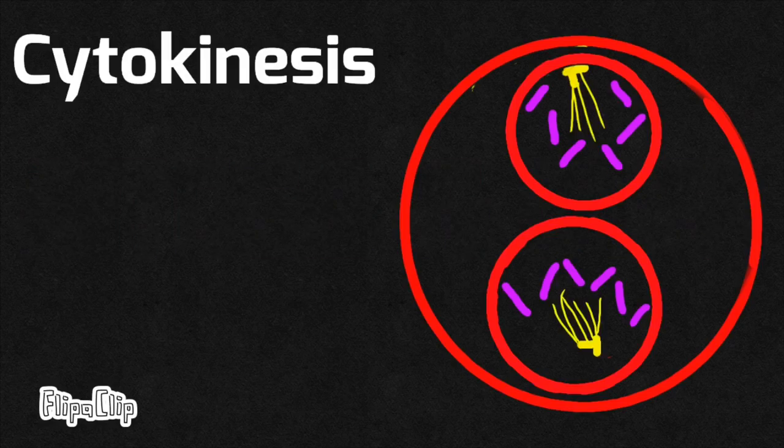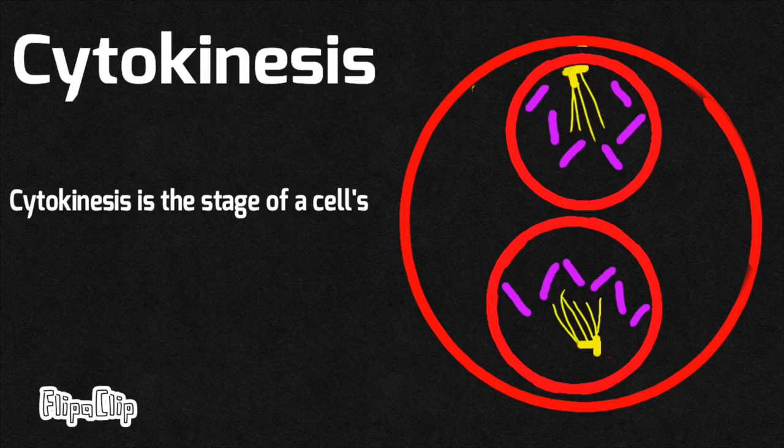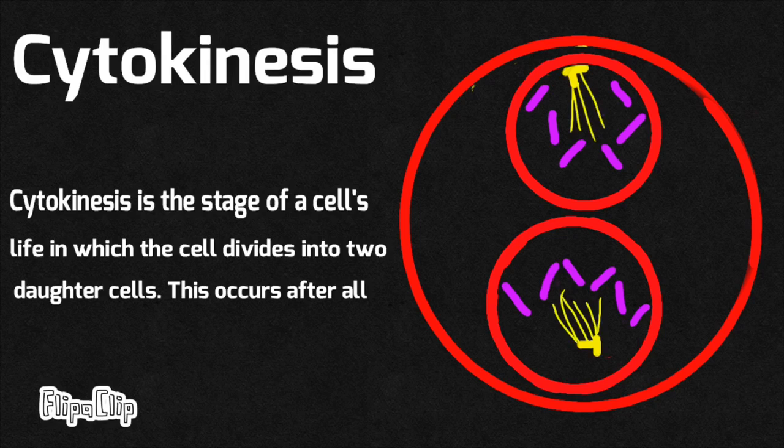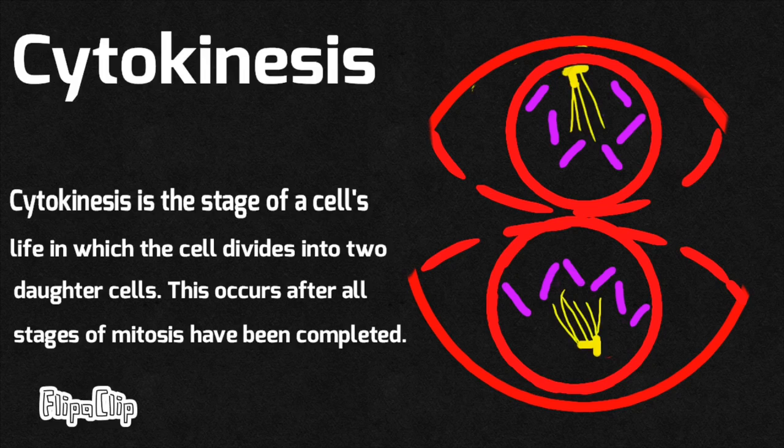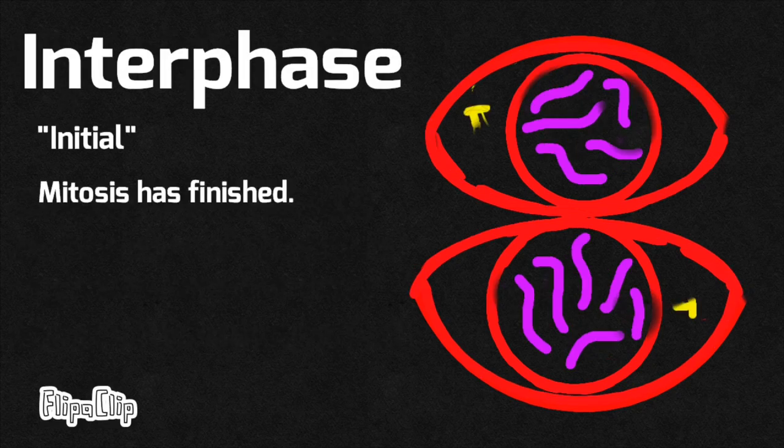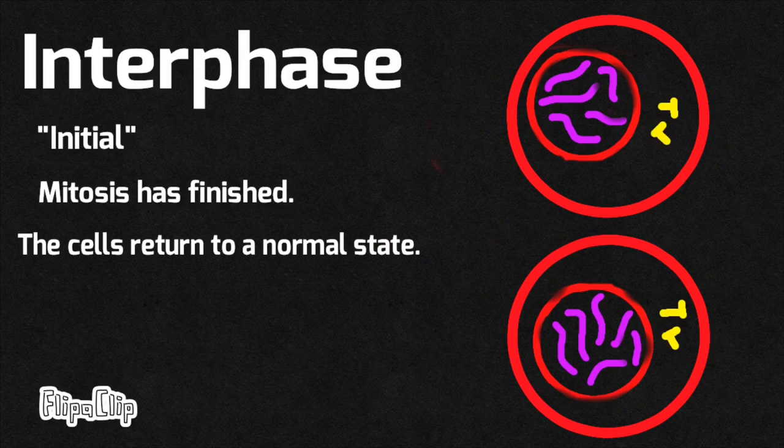Cytokinesis is the last stage of the cell cycle that takes place after all the stages of mitosis are complete. In this stage, the cell divides into two exact copies called daughter cells. The cytoplasm divides, and in this animal cell, a cleavage furrow is formed, while in plant cells, a cell plate would be formed. The cells complete the cell cycle and return to their normal state.